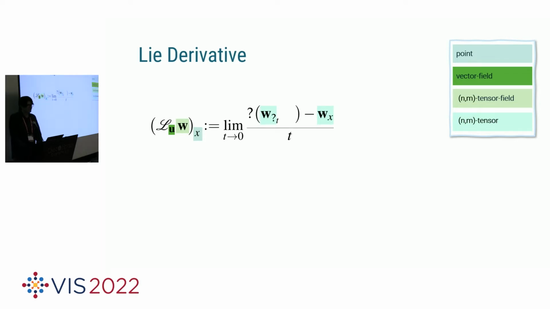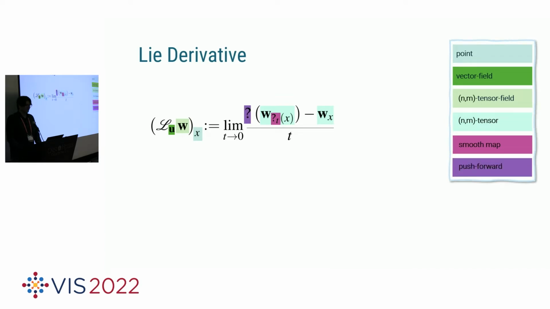So the solution to this is what we have already seen. We use a smooth map that takes us from the point X to another point, and then from this smooth map we can define the push forward. So we will be able to transfer this vector, this tensor here to the other tensor space, to our original tensor space, and then we have a nicely defined subtraction here. And then we can divide by t, and we can take the limit. So this is how the Lie derivative is constructed.